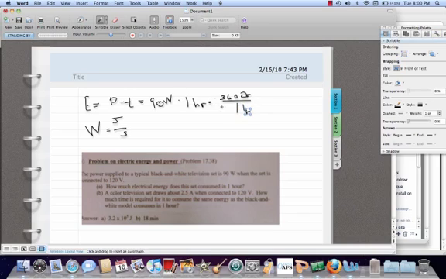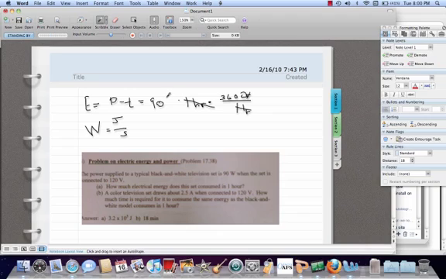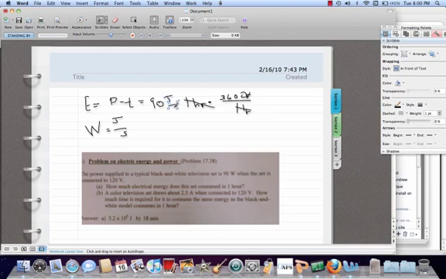So I'm able to cancel these units. I cancel my seconds. So if I change this watts to joules per second, then I can cancel those seconds with this seconds, and I'm left with joules. So I get 90 times 3,600 is equal to 324,000 joules. So that's for part A.